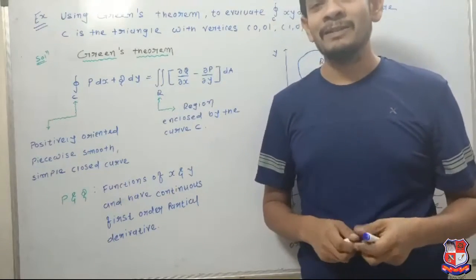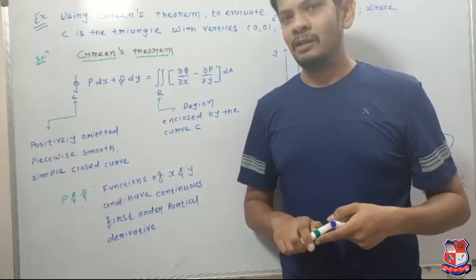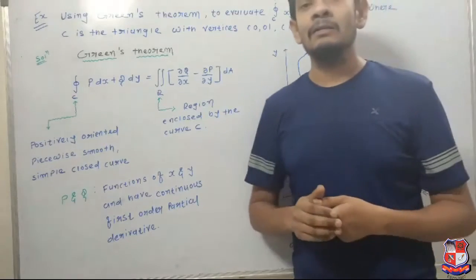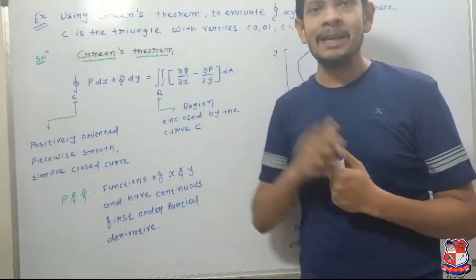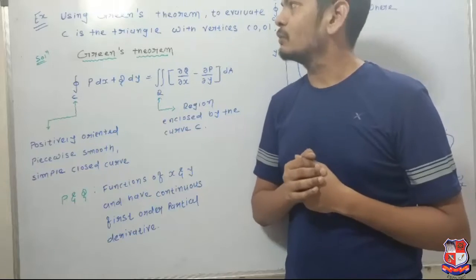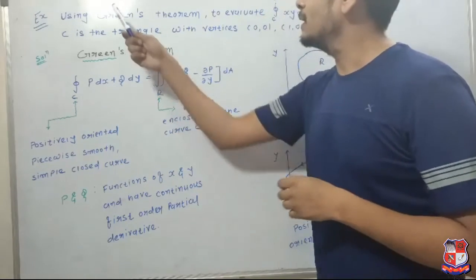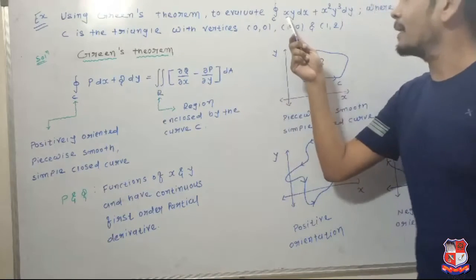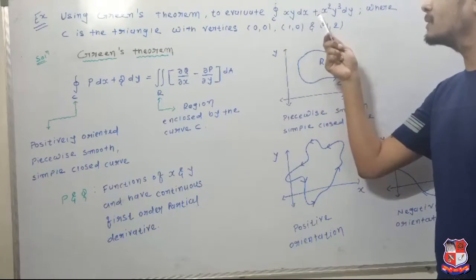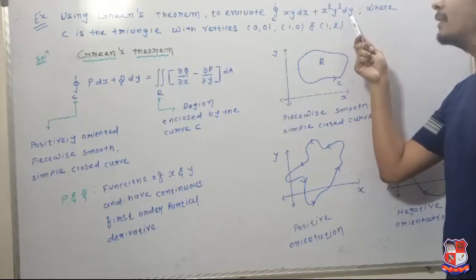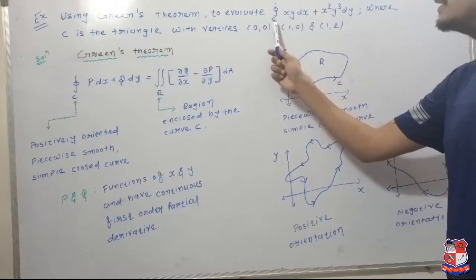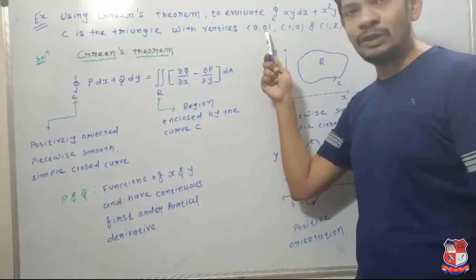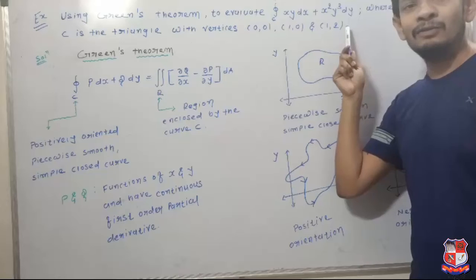Hello friends, myself Bhavesh Ghosti, and I'm going to take a session on how to find any integral by using Green's theorem. So let me start. The example is using Green's theorem to evaluate this integral, which is given by xy dx plus x square y cube dy, where C is the triangle with the vertices (0, 0), (1, 0) and (1, 2).